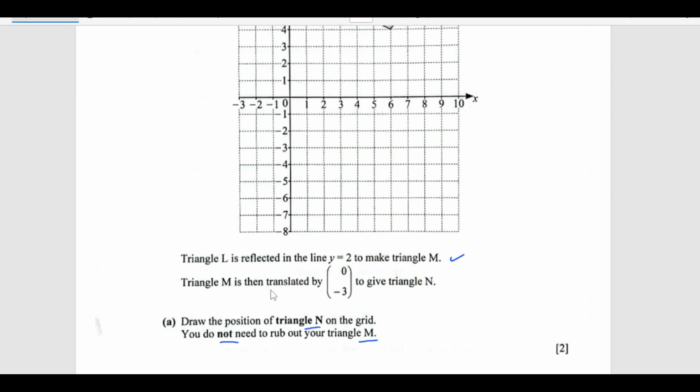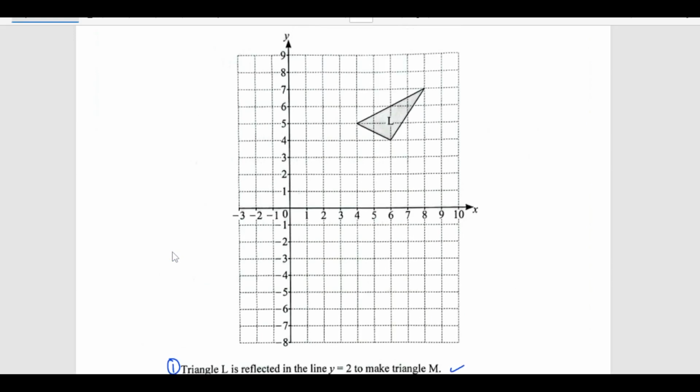So, there are two steps here. The first one is triangle L is reflected in line y equals 2. So, this is the y axis, a vertical line, and y equals 2 is here, this line. I will just draw this line. So, this is our line y equals 2. So, this triangle is reflected.